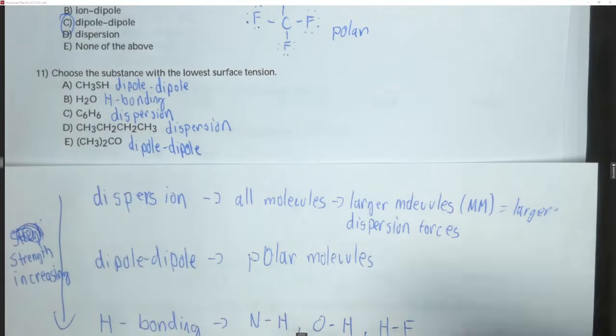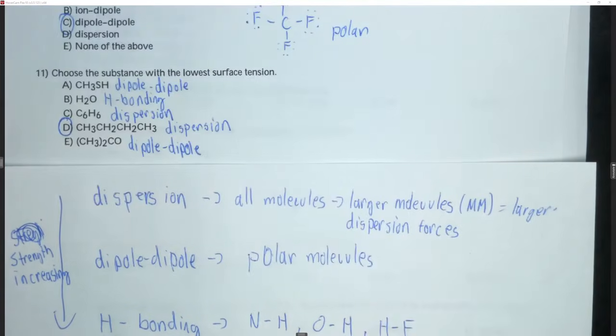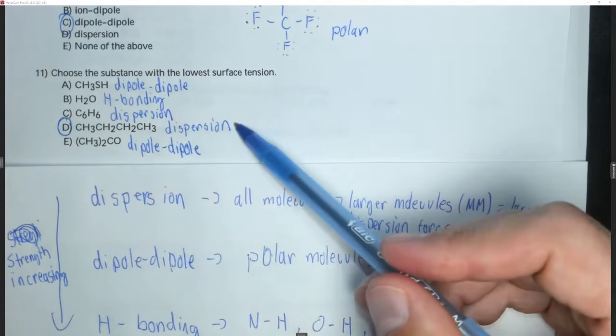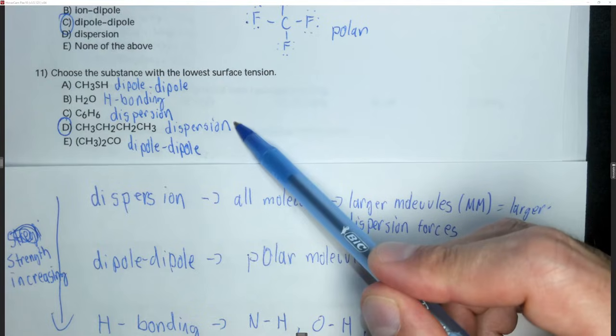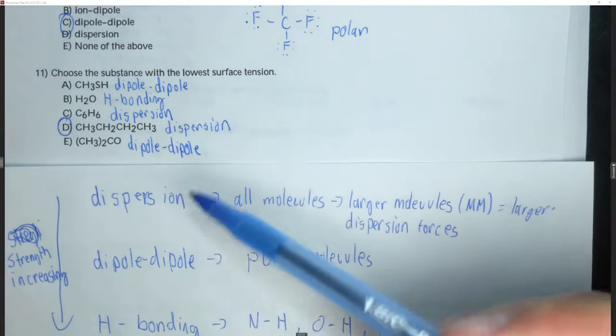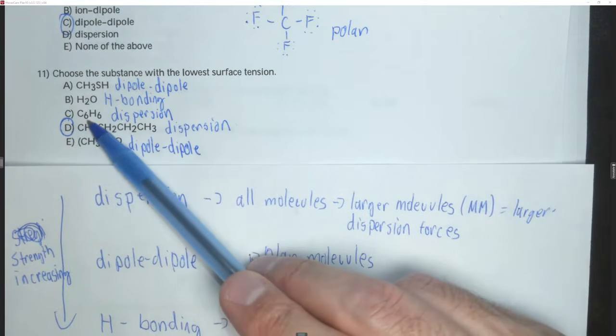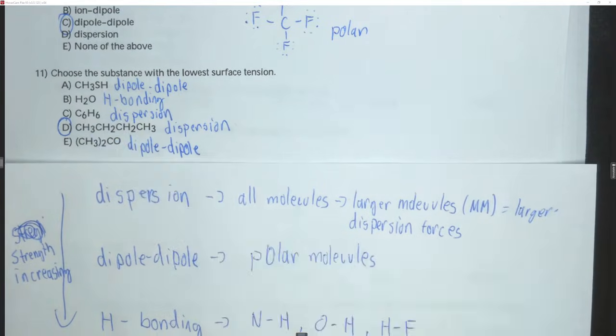So choice letter D is going to have the weakest intermolecular forces because, one, it only has dispersion because it's nonpolar, because it only contains carbon and hydrogen. And those dispersion forces are going to be weaker than in this one, which only contains carbon and hydrogen, because it has a lower molar mass, or it is a smaller molecule.